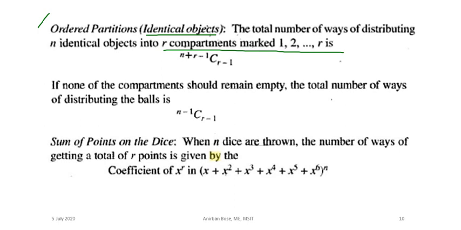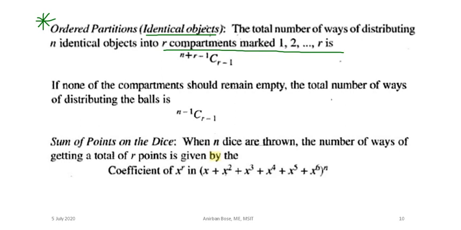And this is a very important formula in many competitive examinations like CAT or other competitive examinations. Permutation combination problems many times come using this formula, and it has a wide variety of applications. In our course also you'll see different applications of this formula, but let us first try to understand the statement: the number of ways of distributing n identical objects into R compartments marked 1 to R.